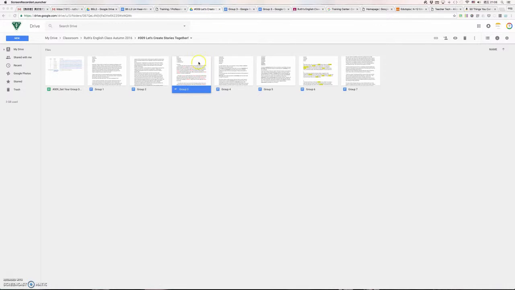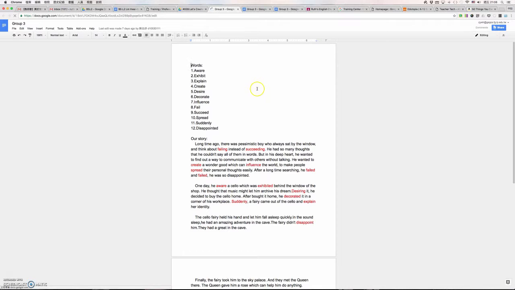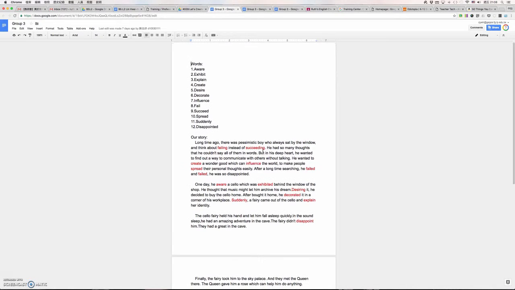The first one is writing stories together. Last week, we had to review some vocabulary items for the coming test. And I thought the best way to review vocabulary items, of course, is to put them into use. And then I put my students in groups and asked them to write stories together using the words they have chosen. So here is what they have done.